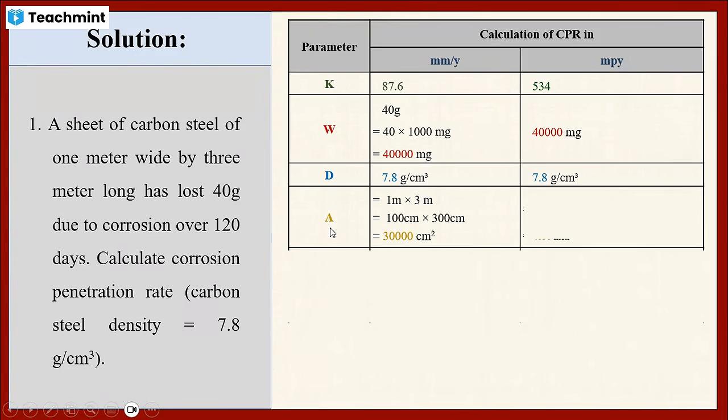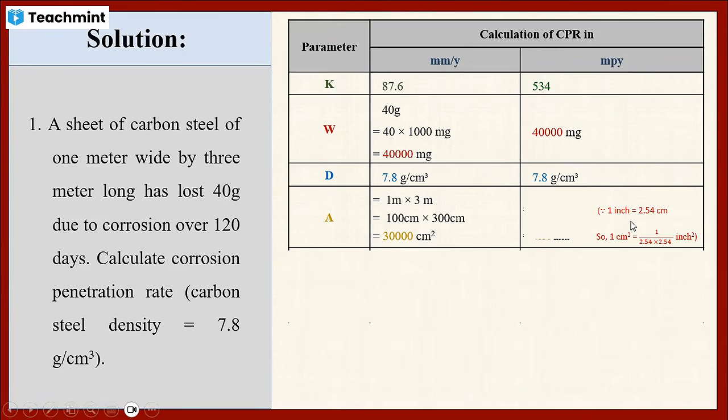Then area A. A is nothing but 1 meter wide by 3 meter long. That means 1 meter into 3 meter. But we want the A value in centimeter square. How to convert meter into centimeter? 1 meter is nothing but 100 centimeter. Then 3 meter is nothing but 300 centimeter. So 100 into 300, that is 30,000 centimeter square for MMY. Then for MPY, we want the A value in inch square. How to convert centimeter square into inch square?